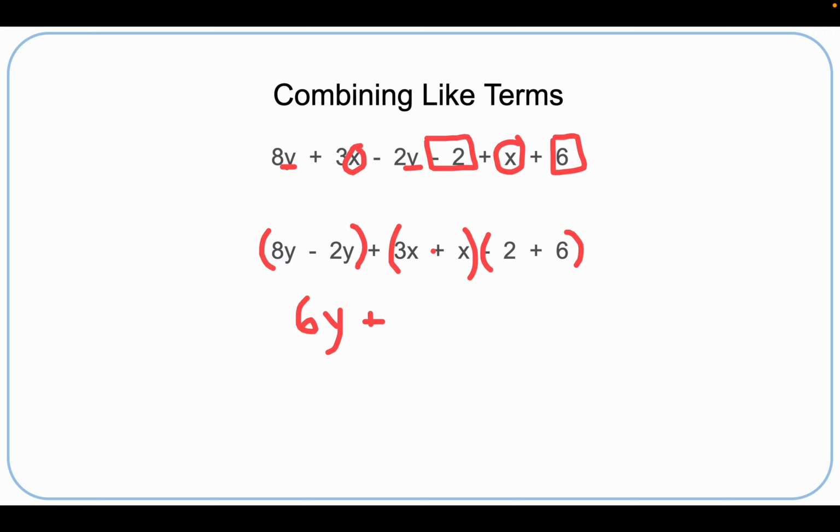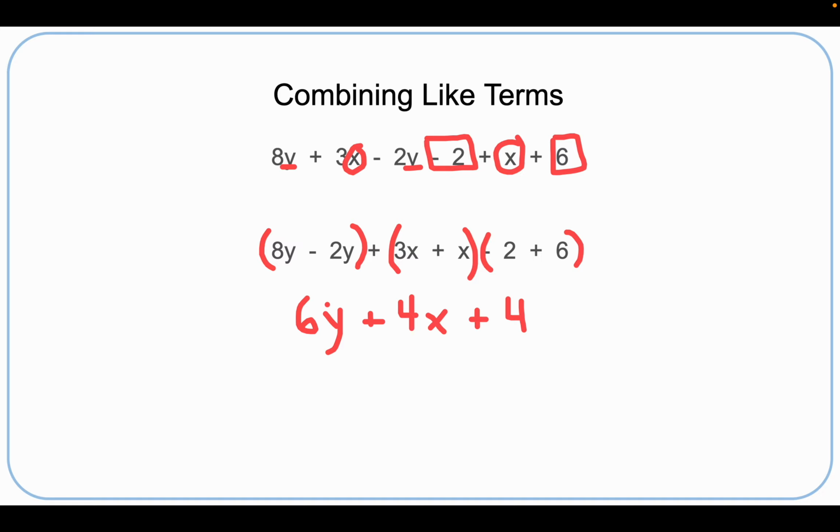And then we combine these two, 3x plus x. And remember, if there's no coefficient in front of your variable, that coefficient is actually 1. So this is like saying 3x plus 1x. So that's 4x. And then we have -2 plus 6, which would give us plus 4. So this is how we simplify this expression. We started with 6 terms and we were left with just 3 terms in our final simplified answer.